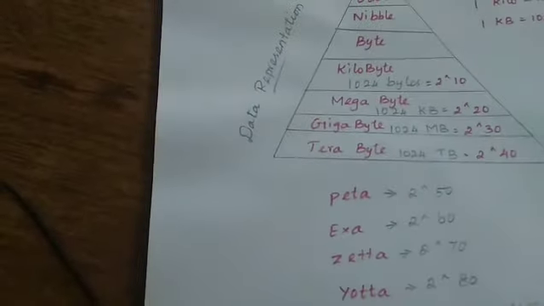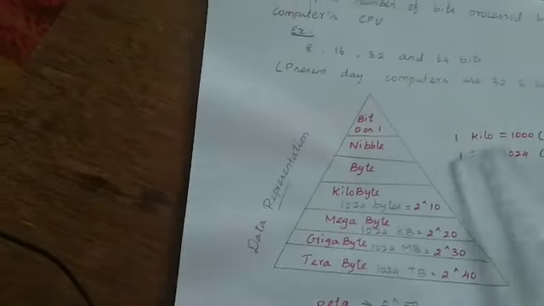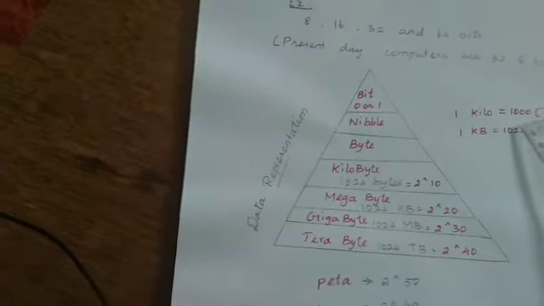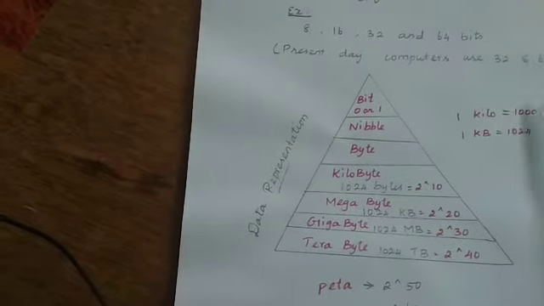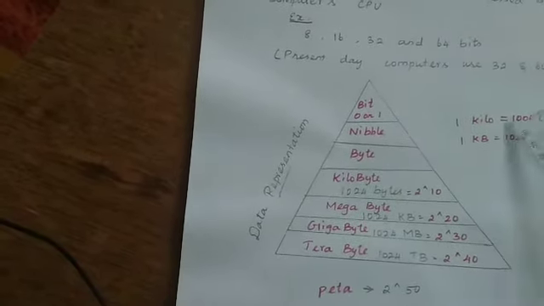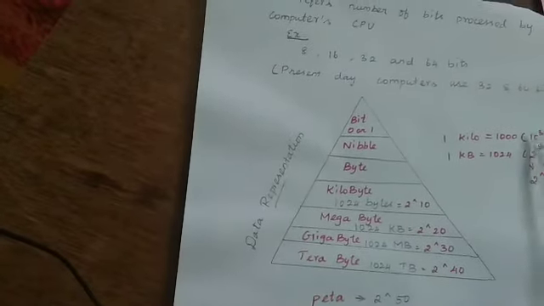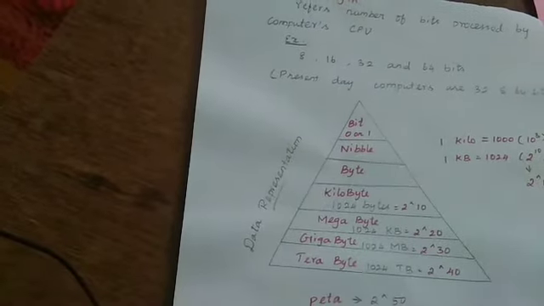And next one is, normally a kilo represents 1000 grams. So in mathematical terms, we use 10 to the power of 3. A 1000 can be written as 10 to the power of 3.